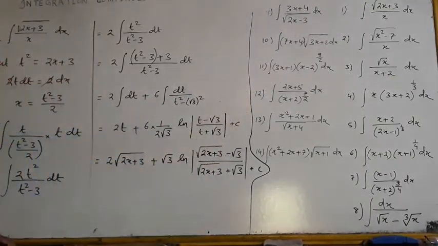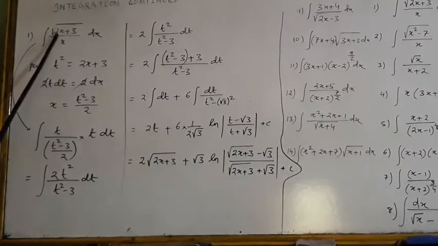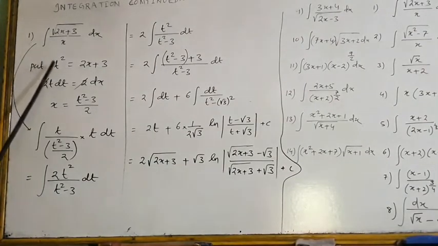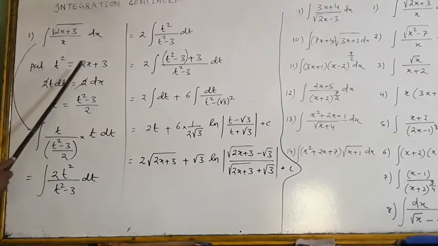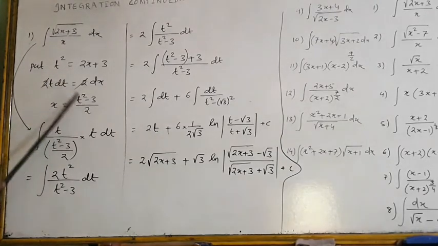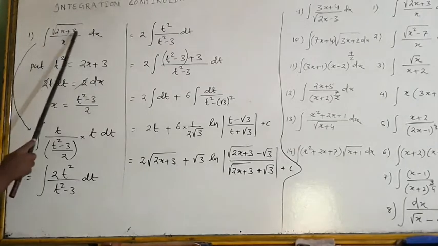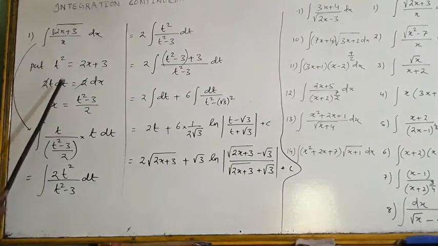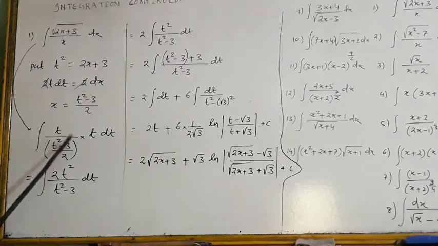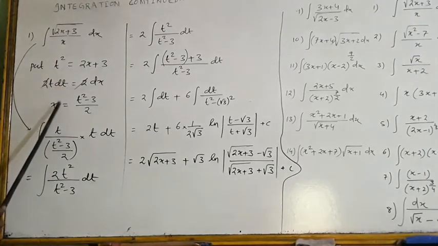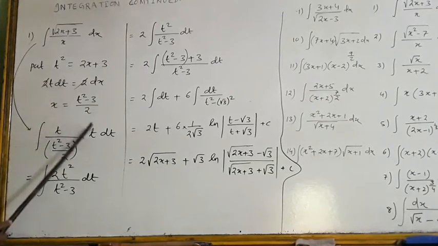Look at problem number 1. It is integral of root of (2x plus 3) by x dx. In this case, what you have to do? You have to put t square is equal to 2x plus 3. Then 2t dt is equal to 2 dx. Then find x because there is one x here. x is what? t square minus 3 by 2. So in this place, you have to put t instead of root of 2x plus 3. In place of x you have to put t square minus 3 by 2, and in place of dx you have to put what? t dt.